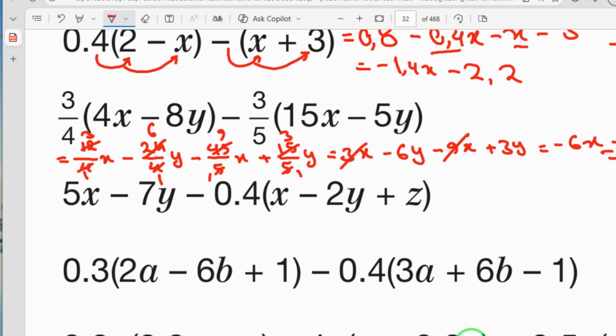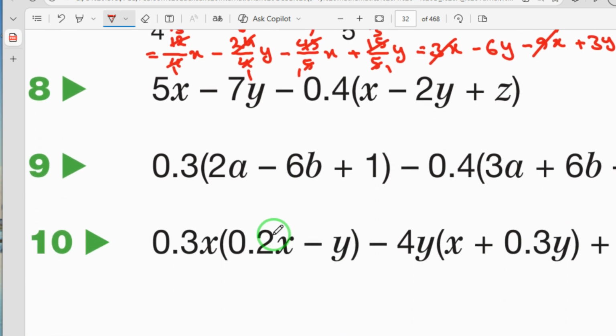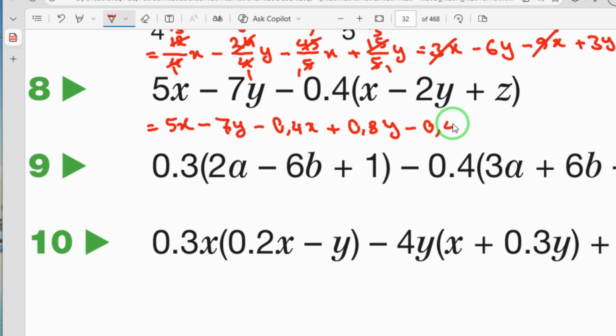Question number 8. In question number 8 as well, first we simplify or multiply to remove the bracket. Here we write 5x minus 7y. Minus 0.4 multiplied by x becomes minus 0.4x. Minus multiplied by minus becomes positive, 0.4 multiplied by 2. 2 times 4 is 8, so 0.8y. Minus multiplied by plus is minus, 0.4 multiplied by 1, 0.4z.